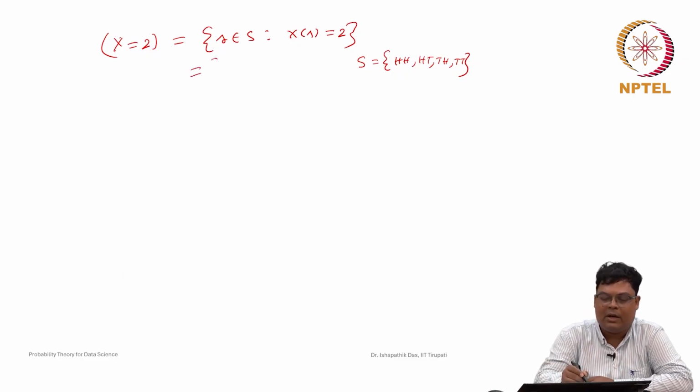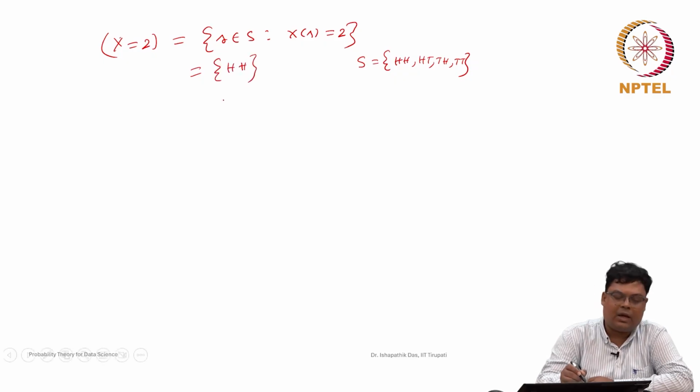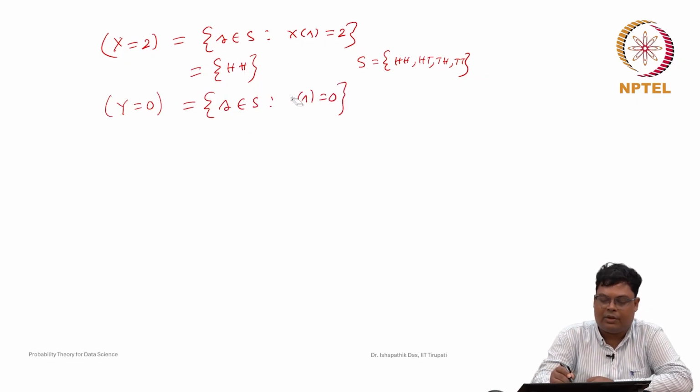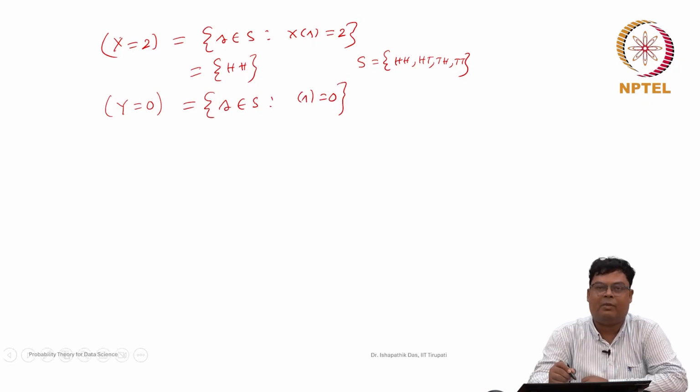So, this point is nothing but head head. Now, the next is what is y equal to 0, that also we know. This is all s corresponding to s such that y(s) is equal to 0. So, here it is the random variable y. We have to be careful that y(s) is equal to 0.